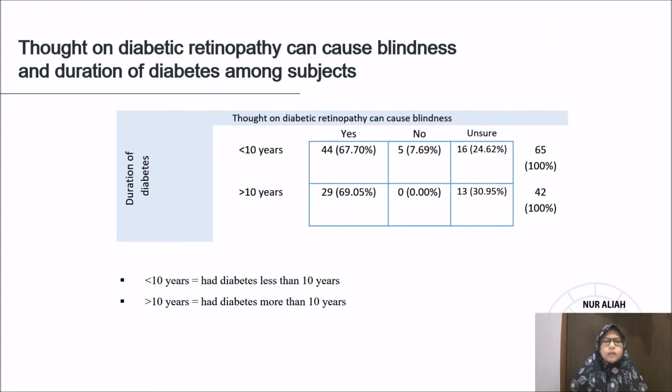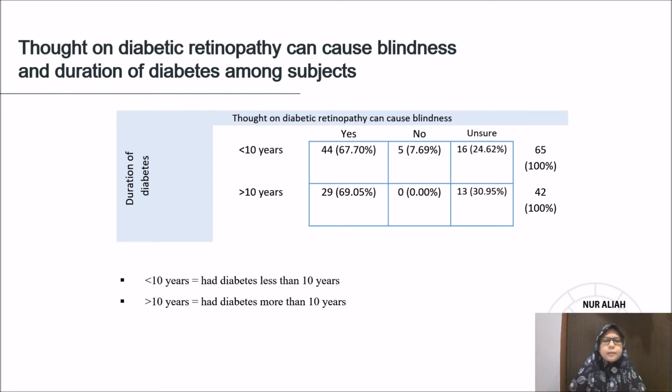The data shows the thought that diabetic retinopathy can cause blindness and the duration of diabetes of the subjects. Subjects who thought that diabetic retinopathy can make them blind are 67.7% with diabetes less than 10 years and 69.05% with diabetes more than 10 years. This means the duration of diabetes may not play a part in the thought that diabetic retinopathy can cause blindness among subjects.